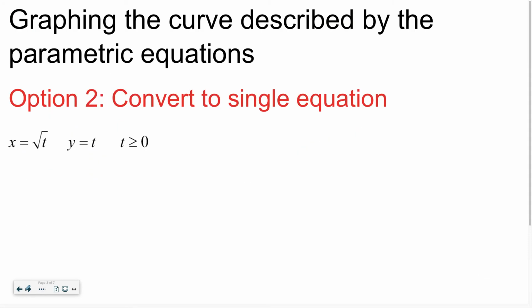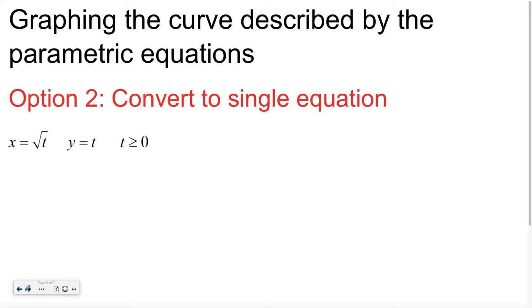Our second way is to do what we call eliminate the parameter and express the equation as one single equation in terms of x and y. So t is our parameter. If we eliminate the parameter, we basically squish the two equations together into one.